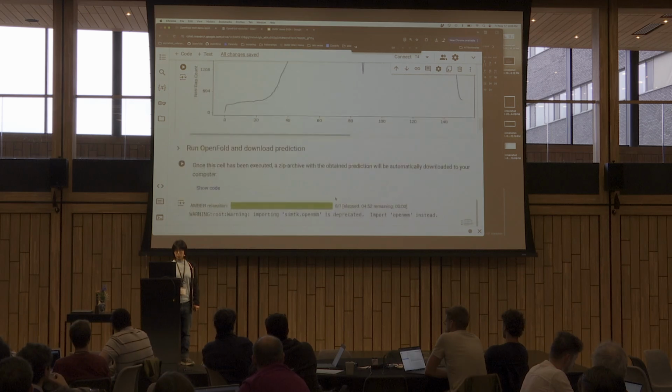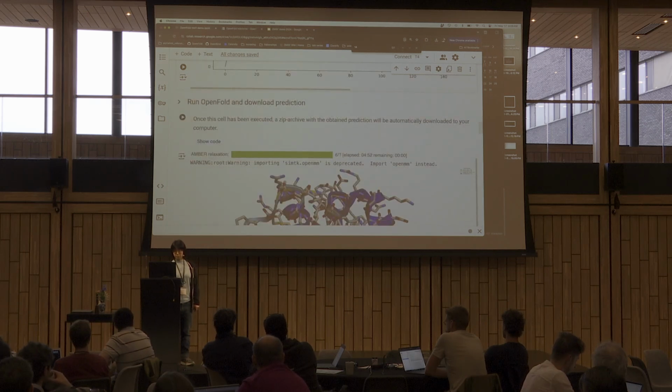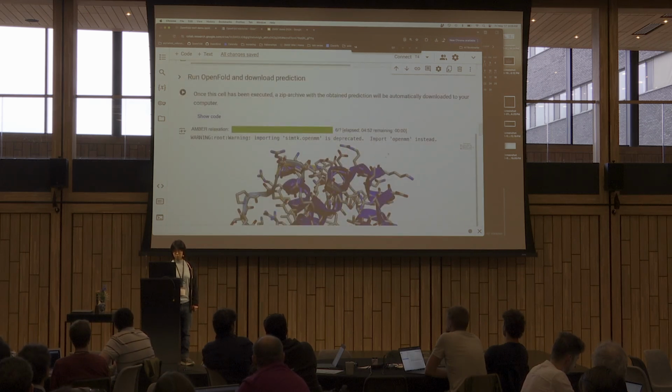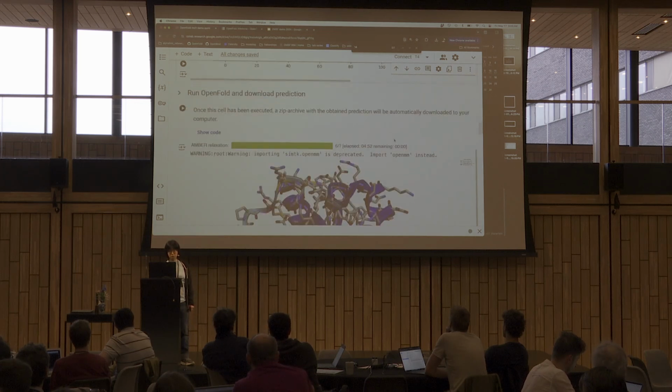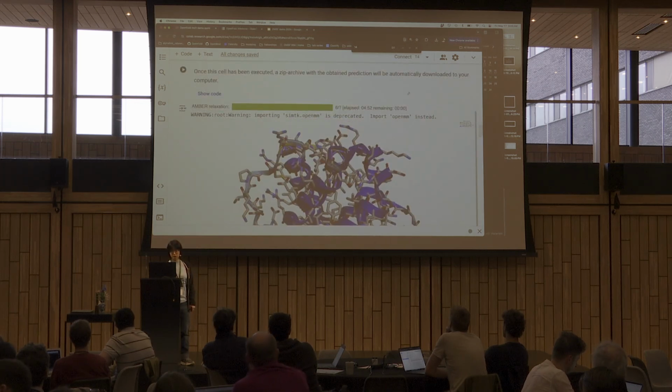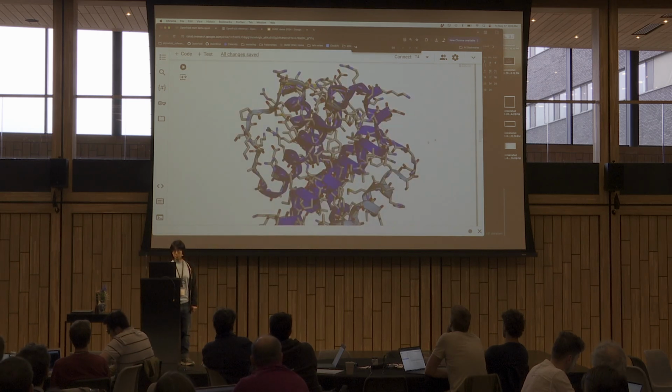And then after that, you have the prediction. What happens is that it takes the MSA, converts it into features for the model, and then runs a forward pass of the model to make an initial prediction. And then in this case, I also asked it to run Amber relaxation. So it's using OpenMM under the hood to run relaxation. And so you get a structure that looks something like this.